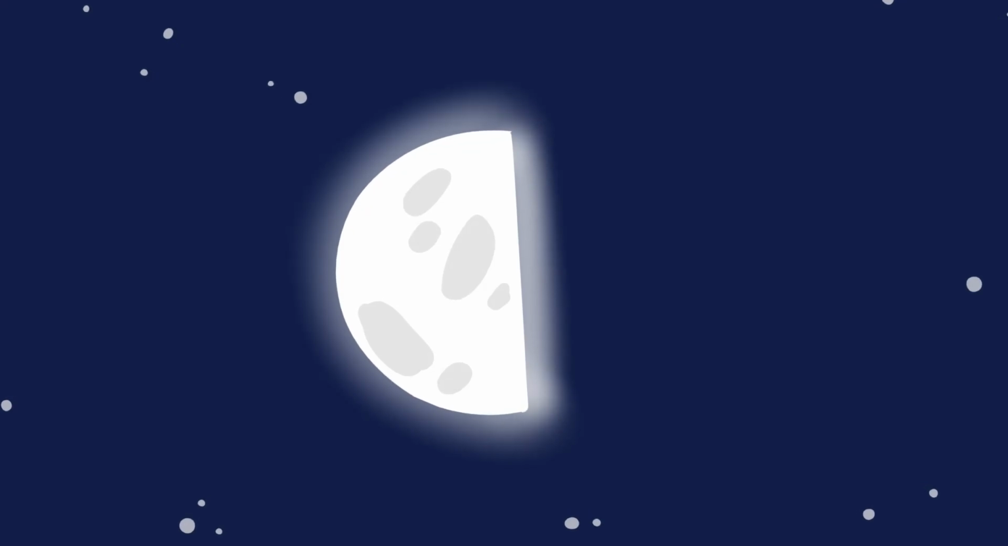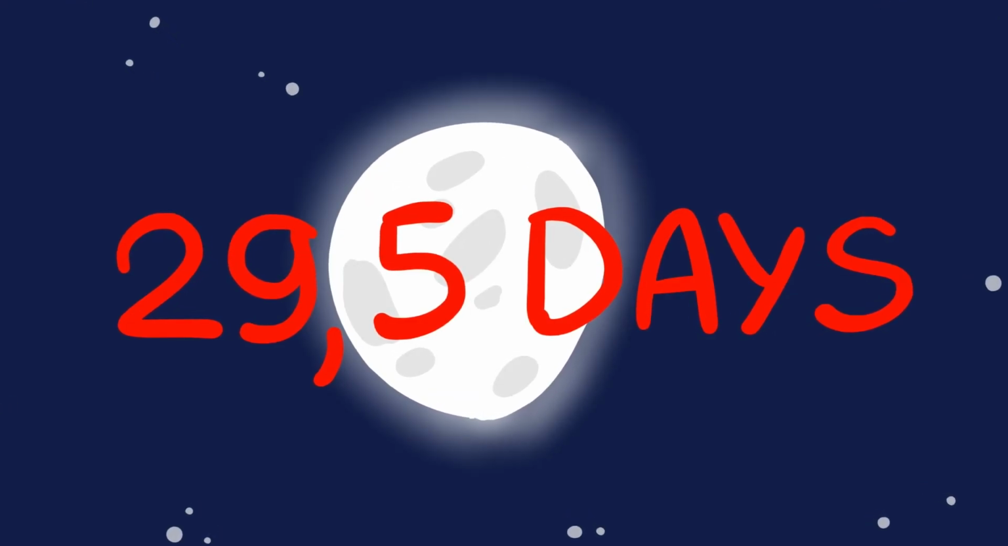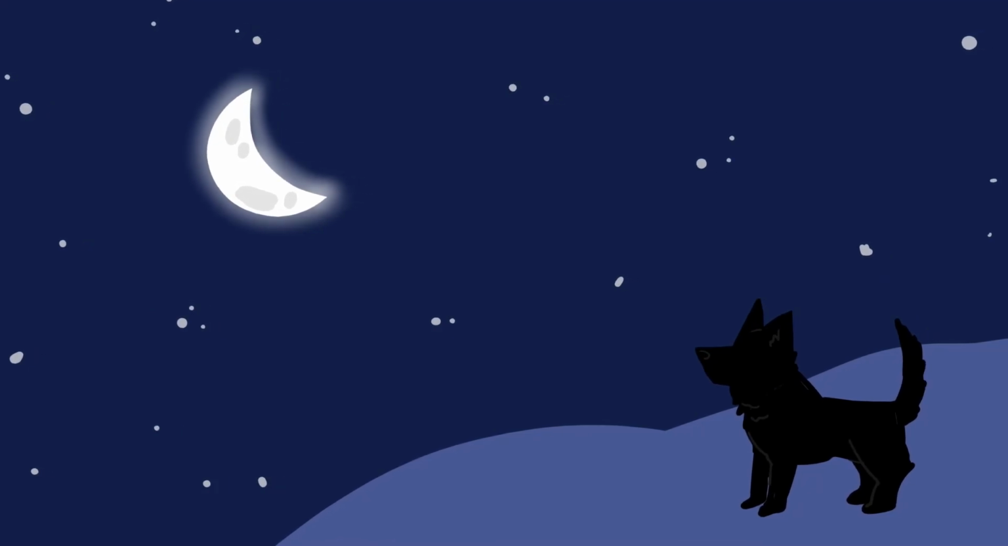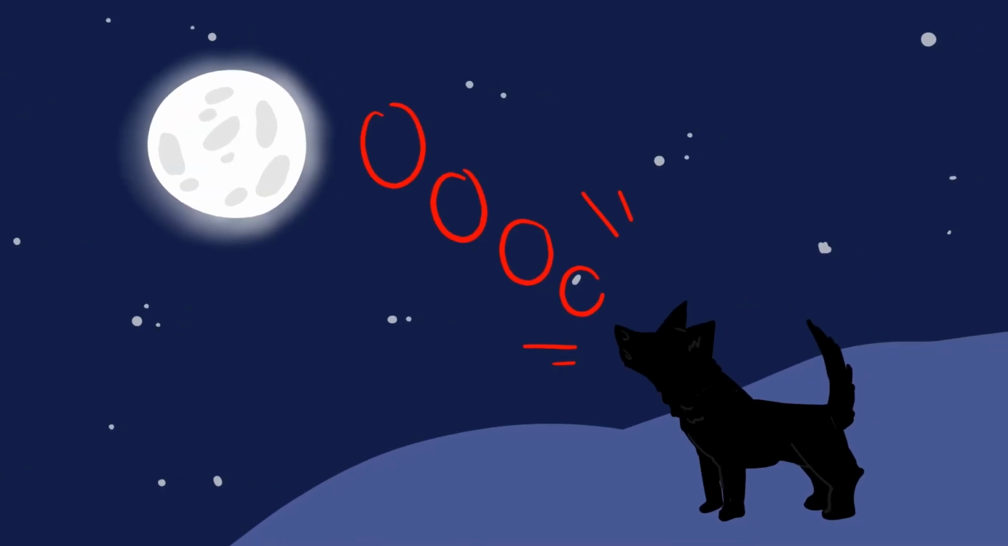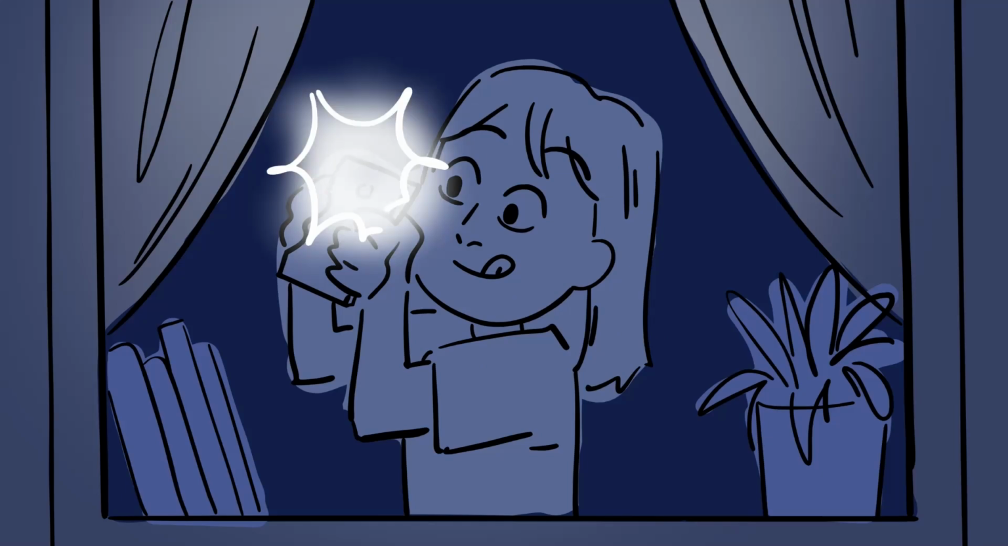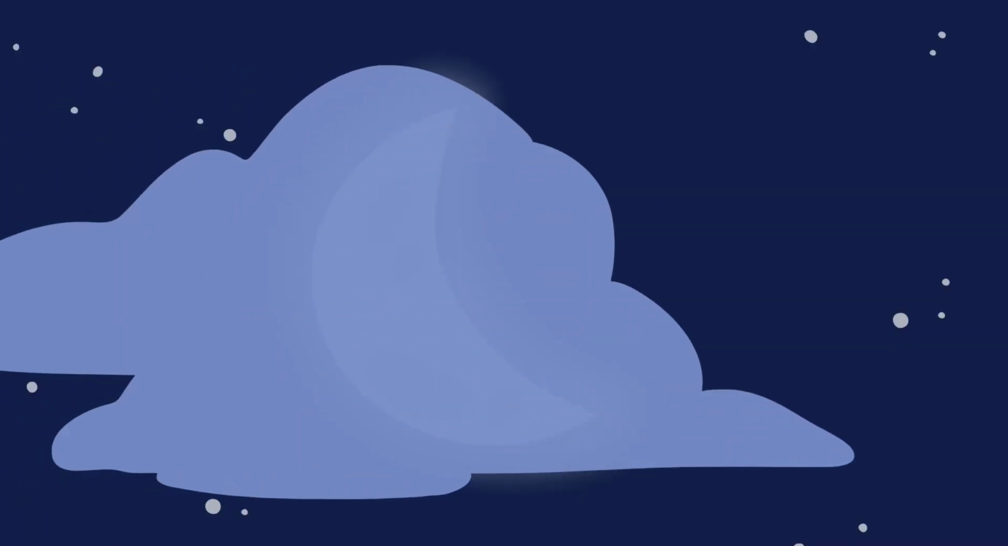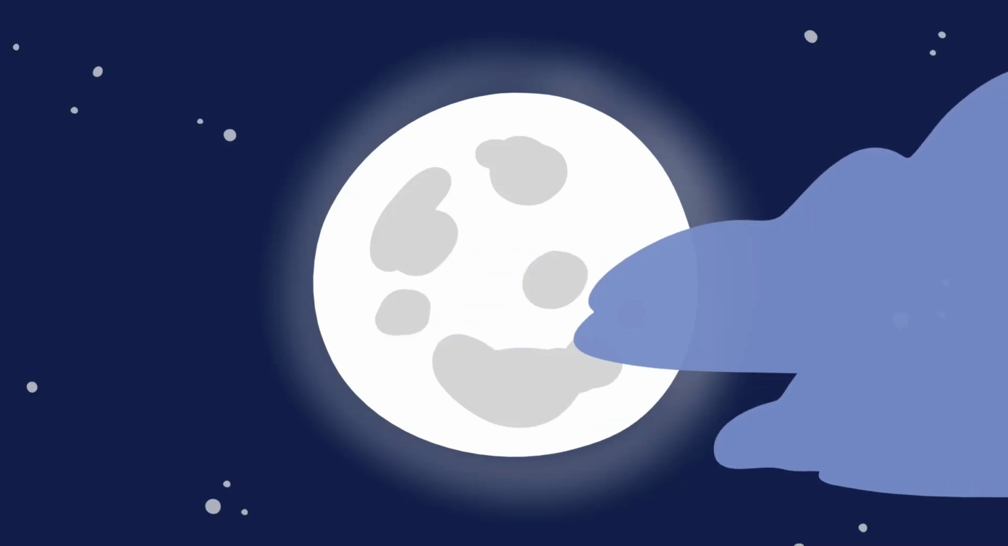The moon's phases repeat every 29.5 days. So, if today you see a crescent moon, in a couple of weeks, it will be round again. Now you know why the moon changes shape. Watch its phases and see how it grows and shrinks.